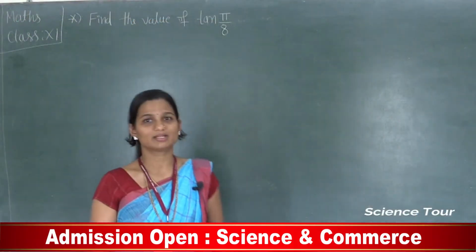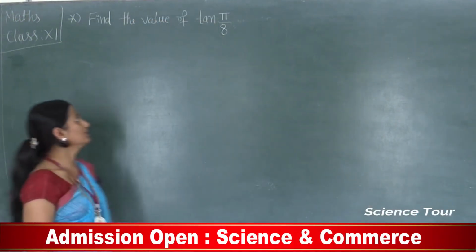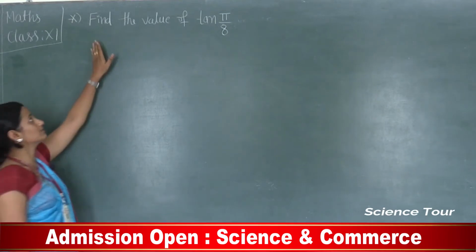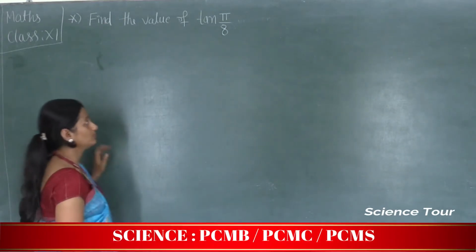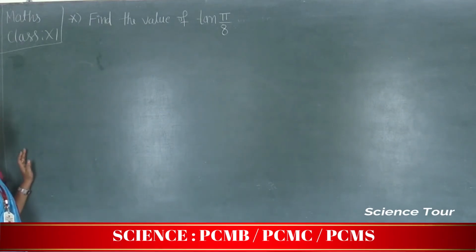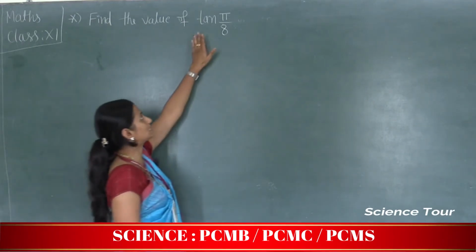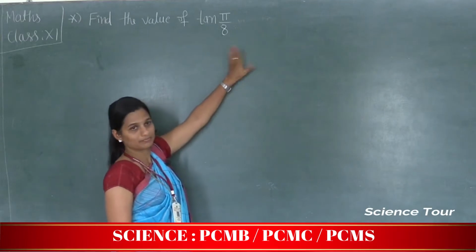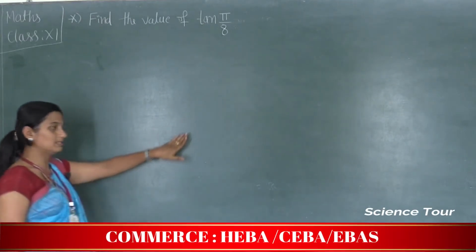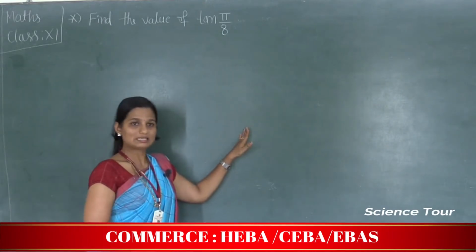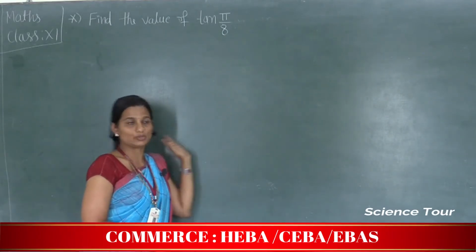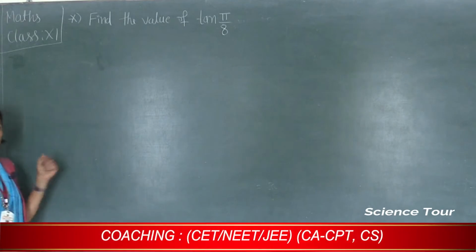Hello students, welcome to Maths online class. Now in today's class we will discuss how to find the value of tan pi by 4. Not pi by 4, it is tan pi by 8. You know the values for pi by 3, pi by 4, pi by 6, pi by 2 and 0, but this one is pi by 8.